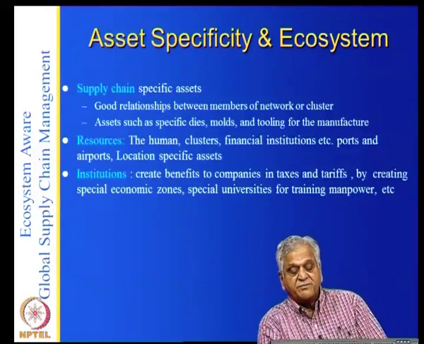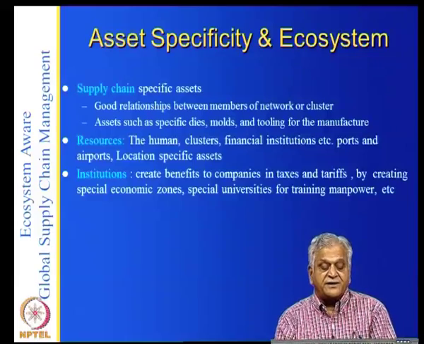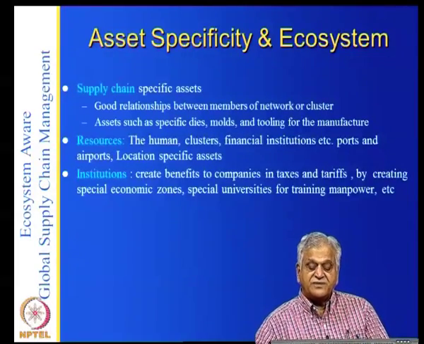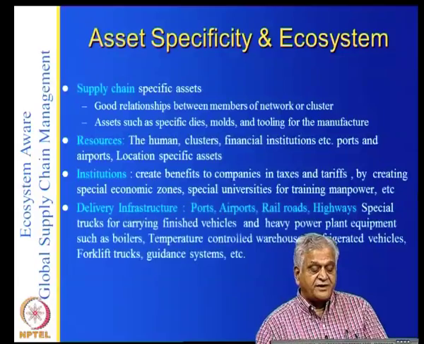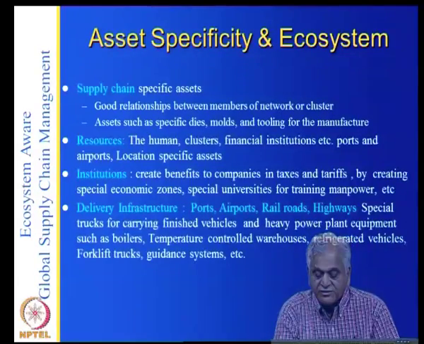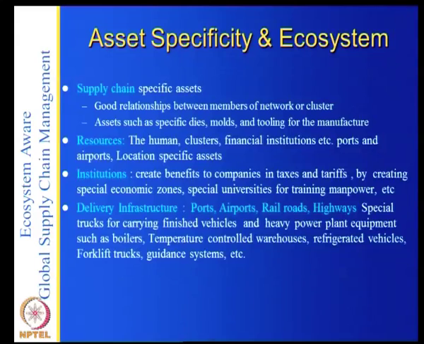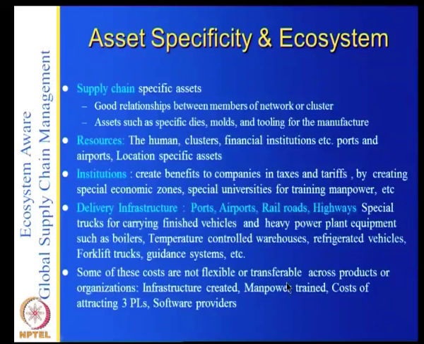Institutions create benefits to companies in taxes and tariffs by creating special economic zones, special universities for training manpower, etc. And delivery infrastructure: ports, airports, railroads, highways, special trucks for carrying finished vehicles, and heavy power plant equipment such as boilers, temperature controlled warehouses, refrigerated vehicles, forklift trucks, guidance systems and so on. Some of these costs are not flexible or transferable across products or organizations: infrastructure created, manpower trained, costs of attracting 3PLs and software providers, etc.